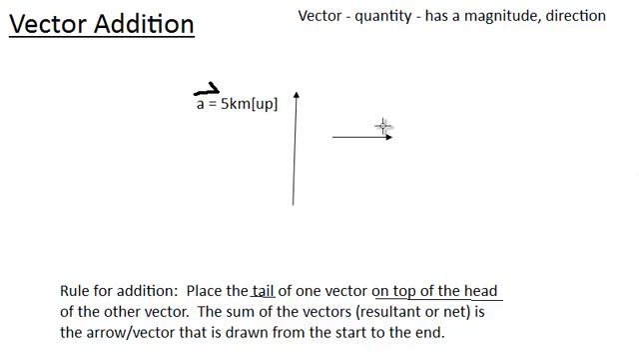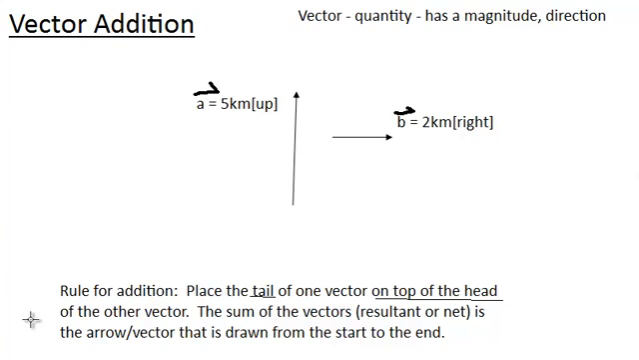And how about this vector? We're going to call this vector B, and this one looks about 2 kilometers right. So there we go. Okay. So there we have it. So we have vector A, which is 5 kilometers up, and vector B, which is 2 kilometers right. Now, how do we add these two together?